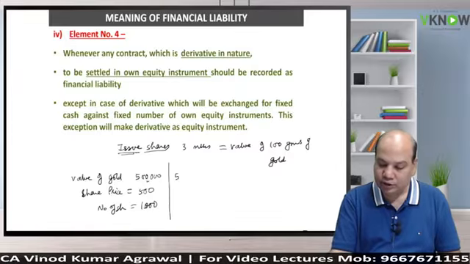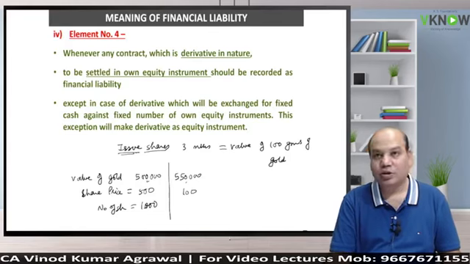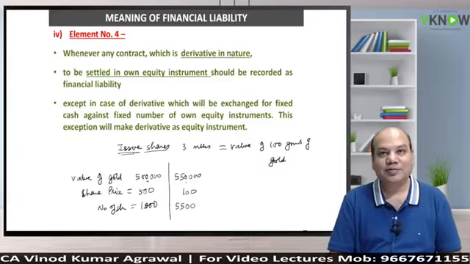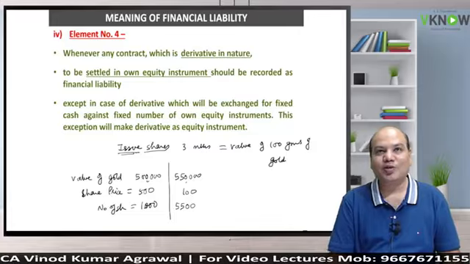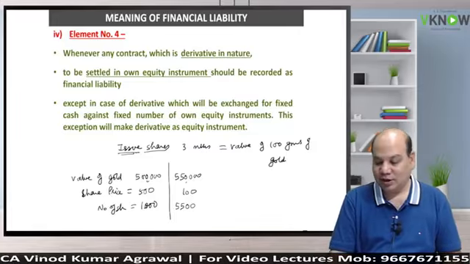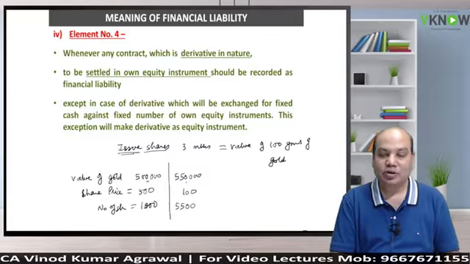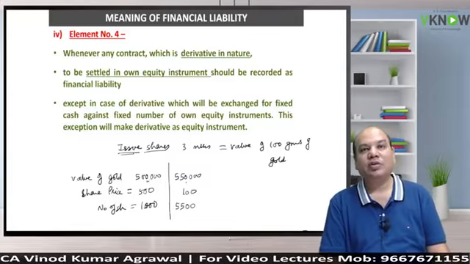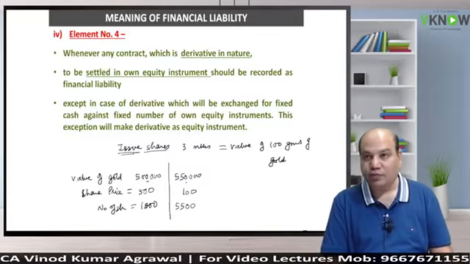If the value of the gold is 5,50,000 and the price of the share is 100 rupees, the number of shares to be issued will become 5500. So there both are variable. The amount to be paid is also varying and the number of shares to be issued is also varying. Okay. So then it will become a financial liability. So even if one of them is varying, it will become a financial liability.